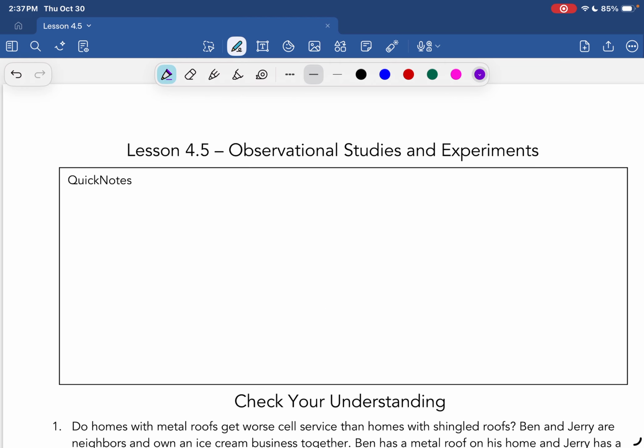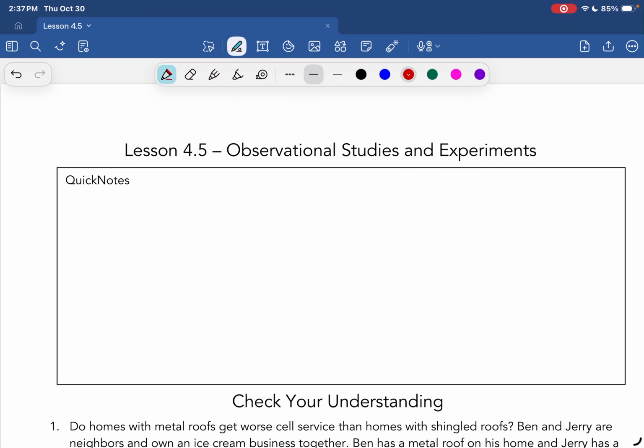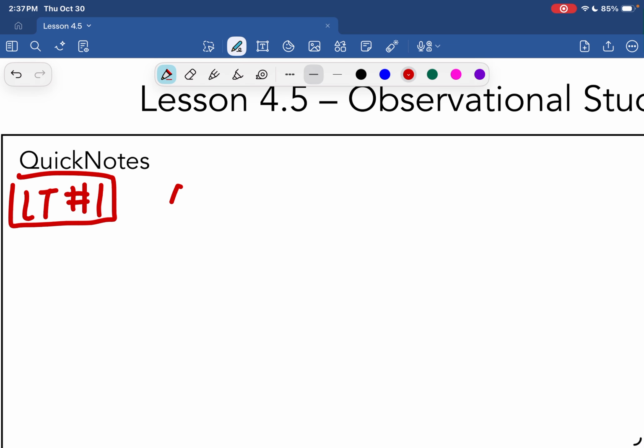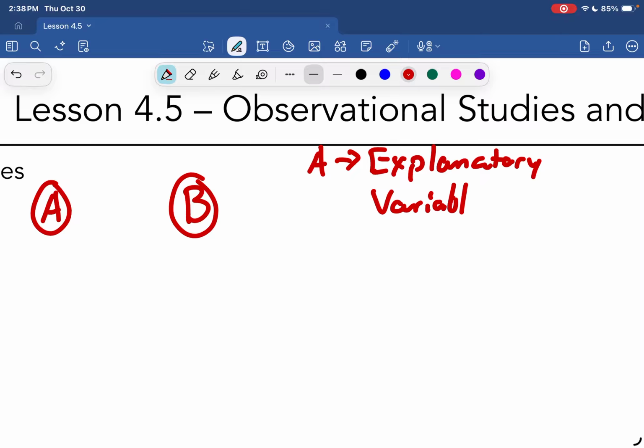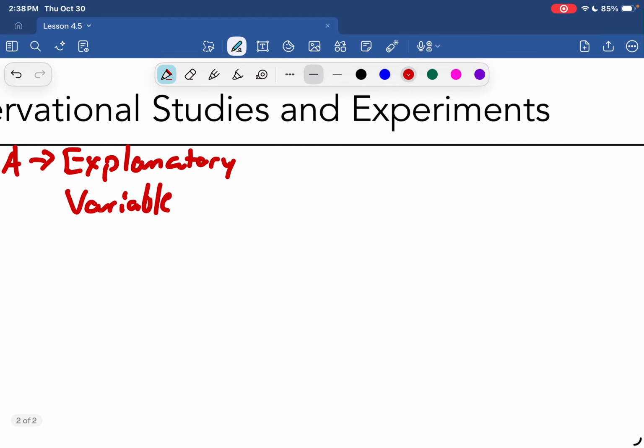All right, so let's go over here with our learning targets. So we have 3 learning targets. Our first one is to explain why a confounding variable can make it difficult to conclude a causal relationship between 2 variables. So let's talk about this here. So we have A and B, right? And A is our explanatory variable. And B is our response variable.